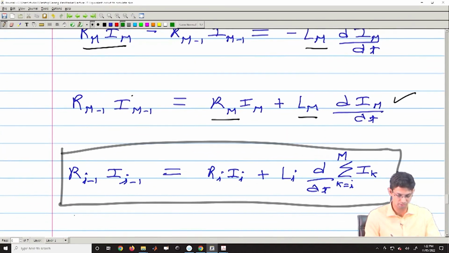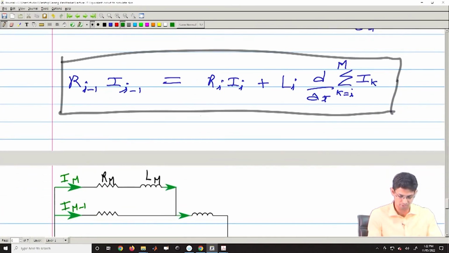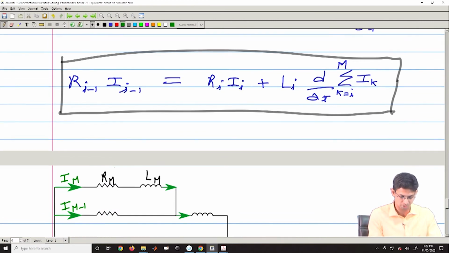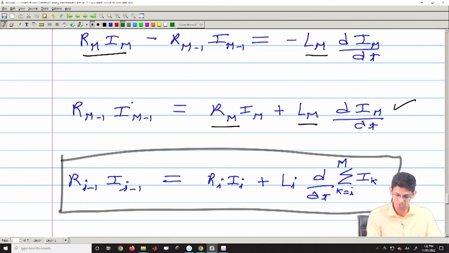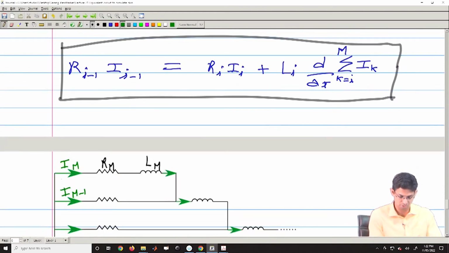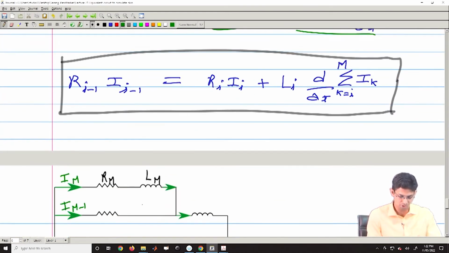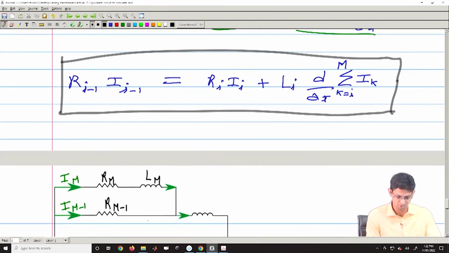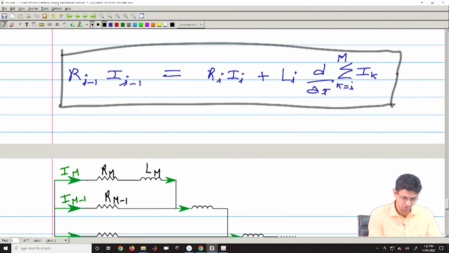So, in that case what I will have is this. Basically this is m, this is m minus 1, and my voltage drop across this part and this part is equal to the voltage drop only across R m minus 1. So, across R m minus 1, this is my drop, and the voltage drop between this point and this point should be equal.